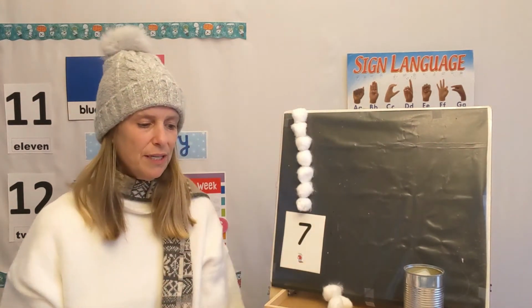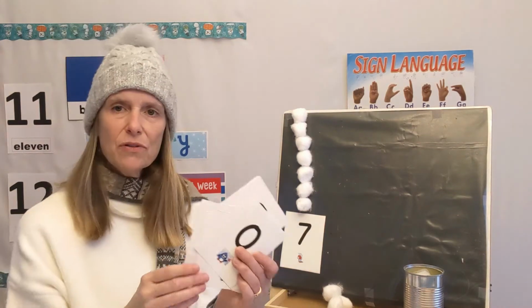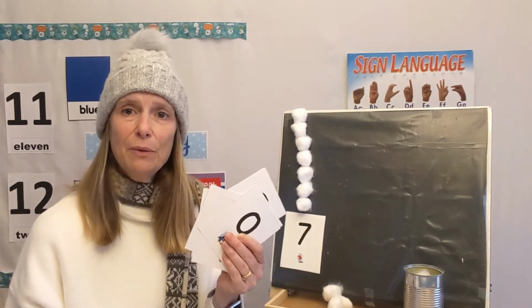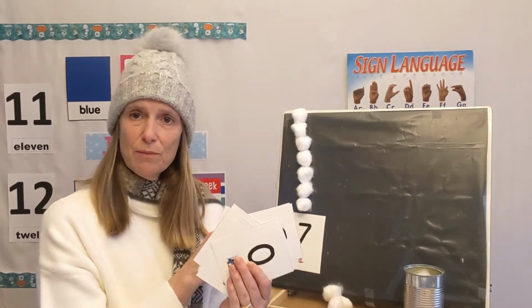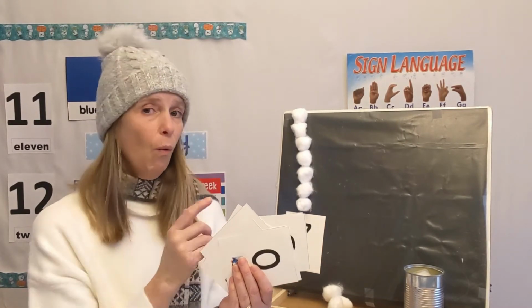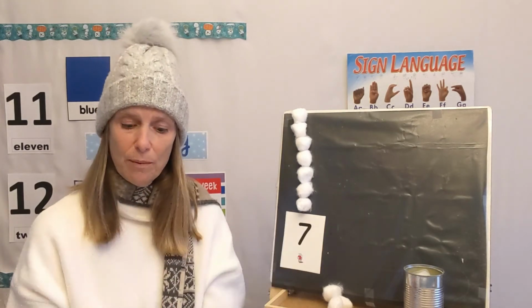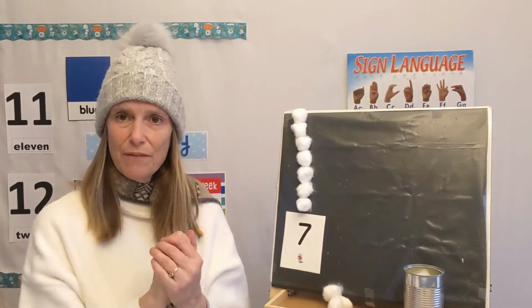Now what you can do today is you can print off these numbers from the internet. You can have your grown-up print them off. You can cut them out. And then if you have cotton balls, you can use those to be snowballs and make snowmen. Or if you don't have that, take a little piece of paper and crumple it up, and that can be your snowball. Then you have to take a few of them so you have enough for each number.